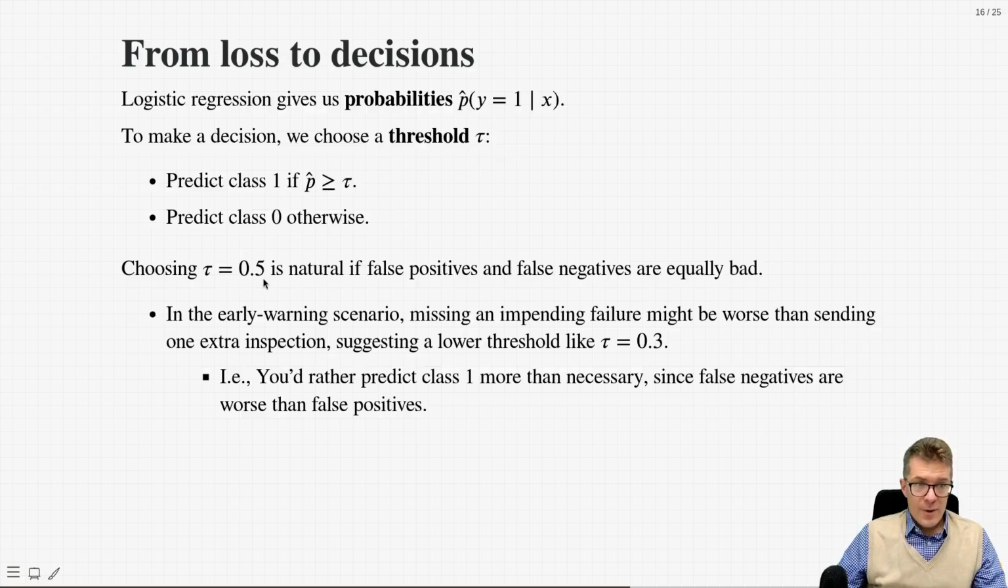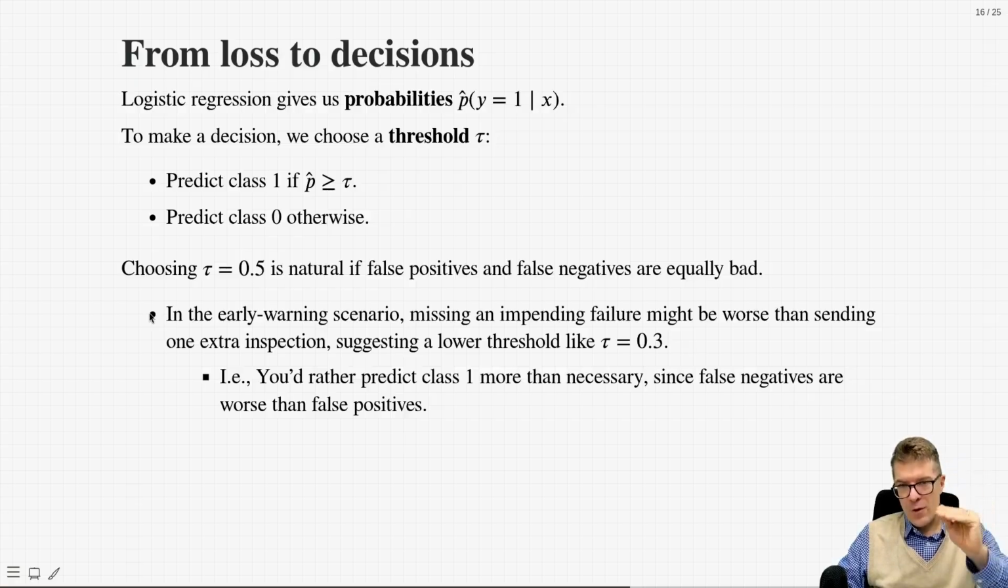So let's start with tau equals 0.5. If the false negatives and the false positives are equally bad, and I don't really care if I have a false positive or false negative, then maybe setting tau equal to 0.5 is fine. In our early warning scenario that's predicting if a jet engine is going to fail, missing an actual failure might be worse than merely sending a team to do an inspection that isn't necessary. Okay, so we might lower that threshold a little bit.